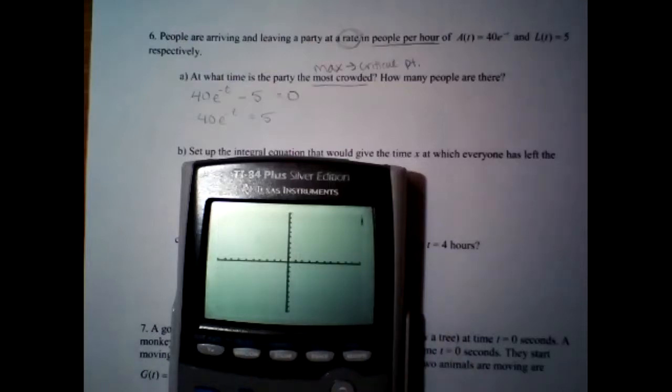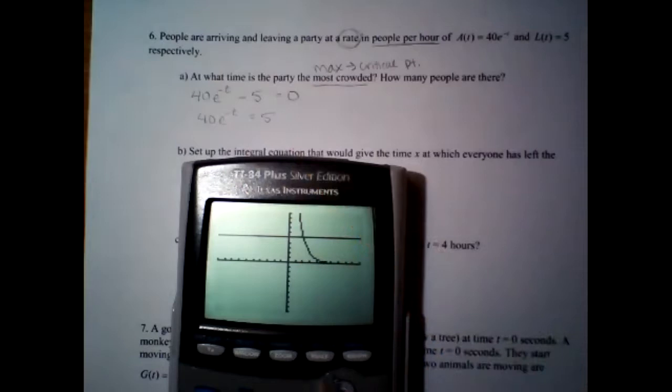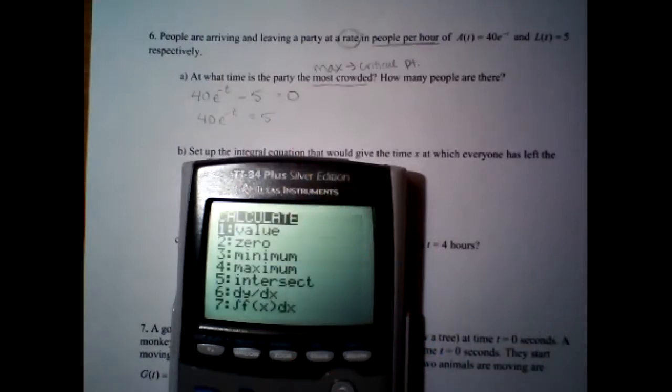If you aren't given a window, zoom 6 is a good idea. You can always adjust it from there. But this looks good. We can see what we need. All right, so what I want is this intersection. So we want to know where these are equal. So we're going to go to calculate. It's second choice. And I'm going to choose number 5 for intersect.